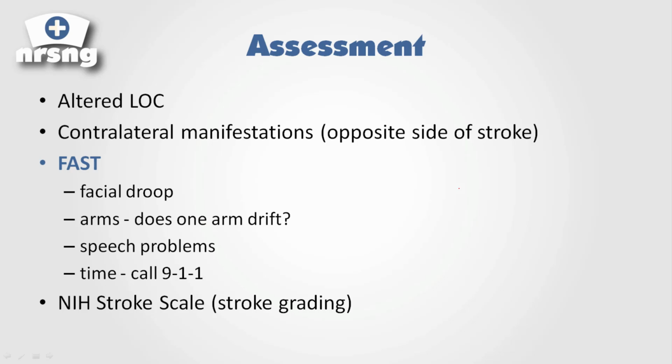So again, our assessment: altered levels of consciousness, contralateral manifestations, opposite side of the stroke. Now, and again, this is going to be dependent upon where the stroke is, whether it's basal ganglia, whether it's pontine, whether it's supra or supratentorial. So where the stroke is going to kind of tell us some of the assessment findings. But for our purposes, we really just need to keep in mind this: facial droop. Arms, does one arm drift, meaning does it fall down if it's lifted up? Are they not able to lift it? Or speech problems, are they just acting different?